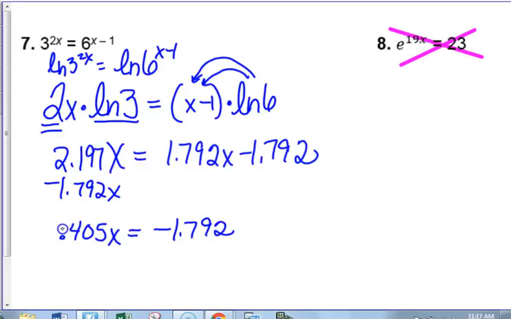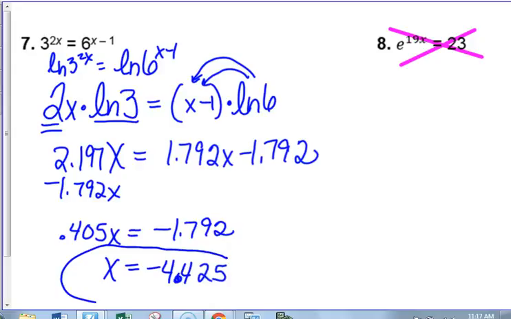Did I type something wrong? No. I got negative 4.425, something like that. Did everybody get negative 4.4 something?